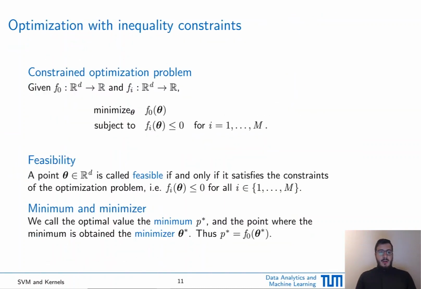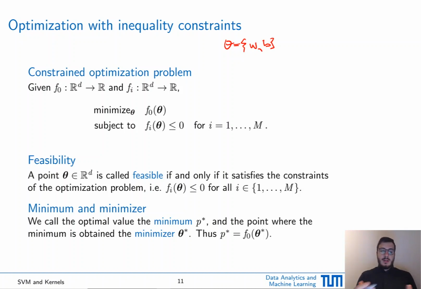Let's start with some notation. We have a constrained optimization problem. We have the objective function, which we denote with f0. So this is a function which maps some d-dimensional vector of parameters theta to a real value. And in addition to this objective function, we also have a bunch of other functions, fi, in this case m such functions, which enforce additional constraints on our parameter. So just to make it clear again, this theta in the case of SVM is the weight vector W and the scalar B.